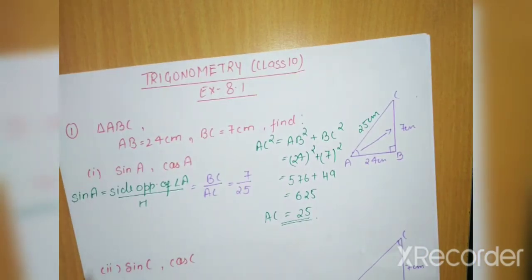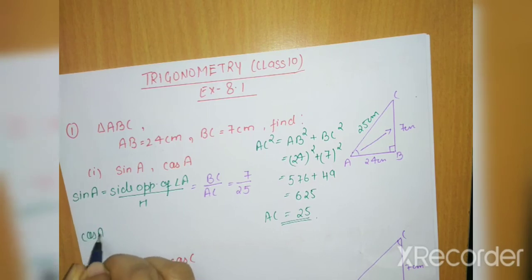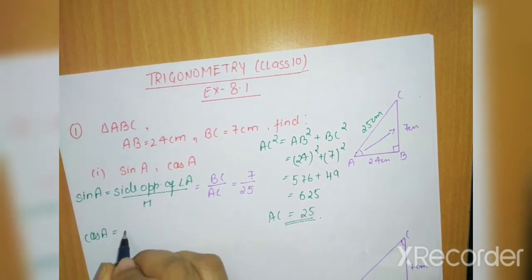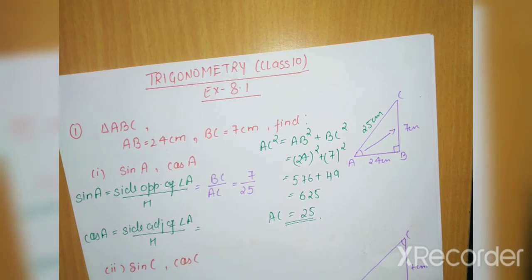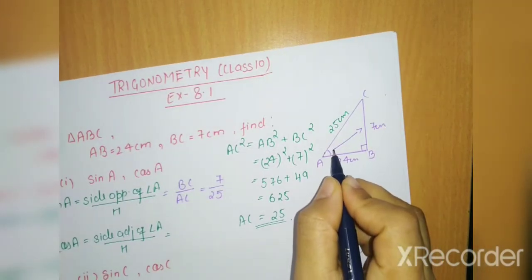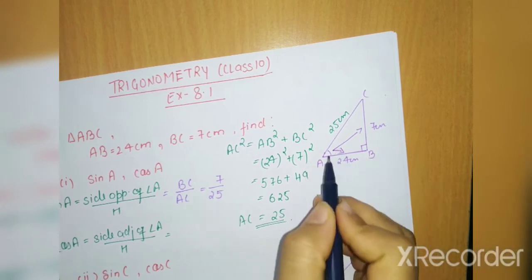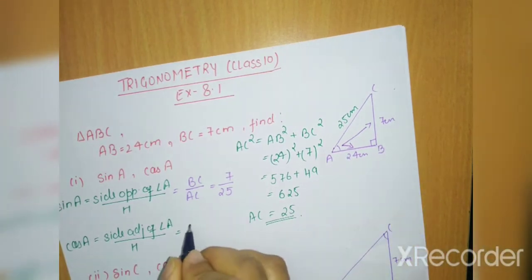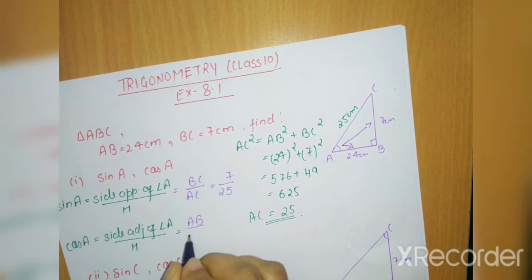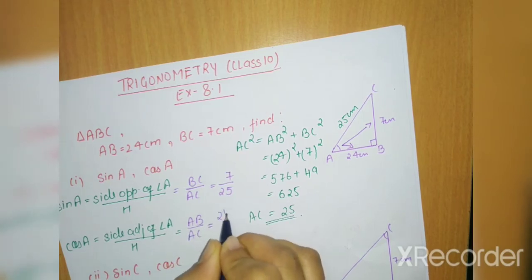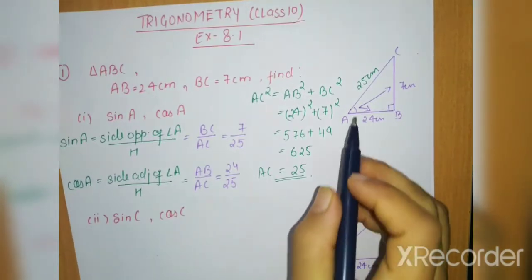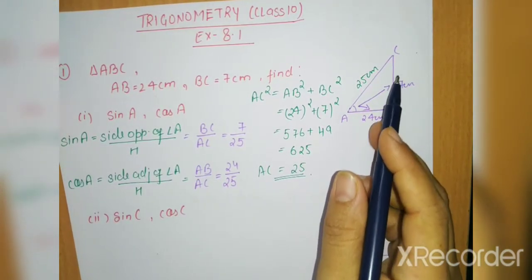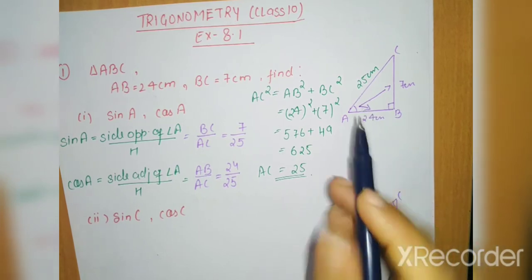Moving on to the next one, that is cos A. Cos A is the adjacent side of angle A by hypotenuse. Adjacent means this one. For this angle, this is the adjacent. So I write AB by hypotenuse AC. Putting the value, that is 24 by 25. And if I change the angle, perpendicular and base will also change.